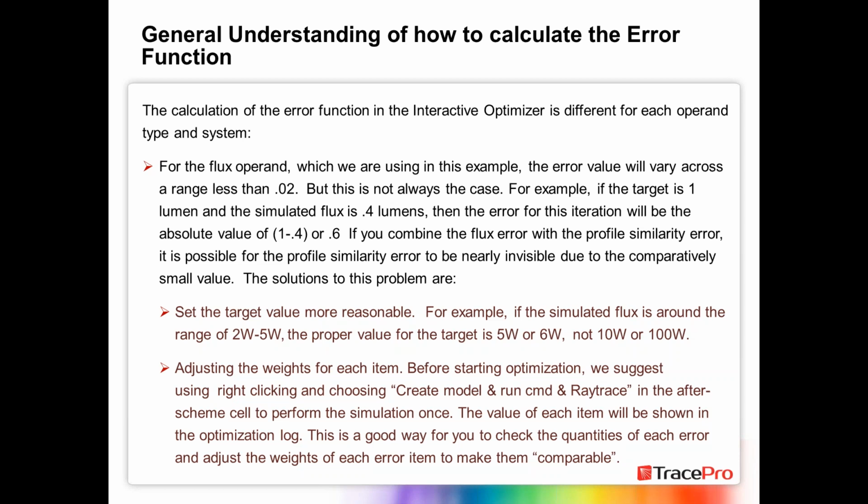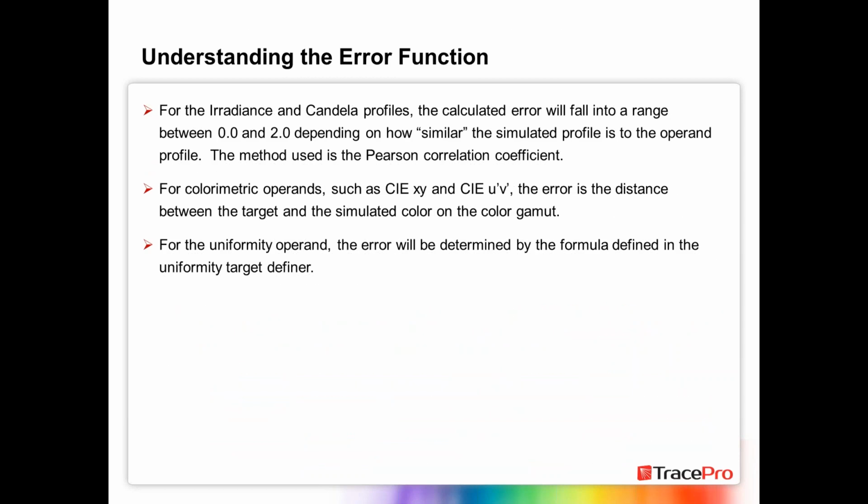Now, if you start thinking about this, how do you figure out what that number is going to be? What's your target value? Well, before starting an optimization, we suggest that you run a simulation. You can do that from the interactive optimizer by saying create model and run command ray trace. And it'll go off and do that. Then you can see the flux, and then you can see what you should be setting your target for the operand. It's that simple.